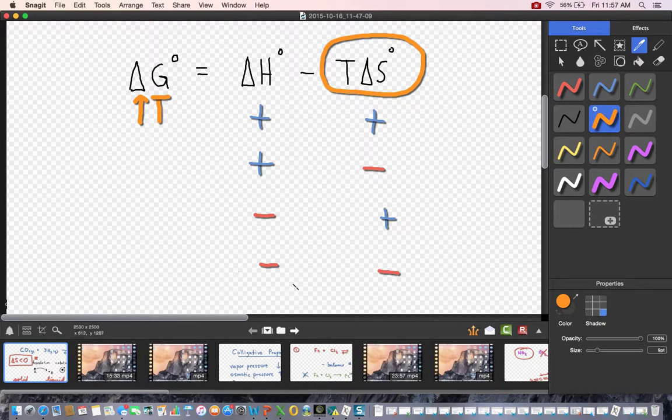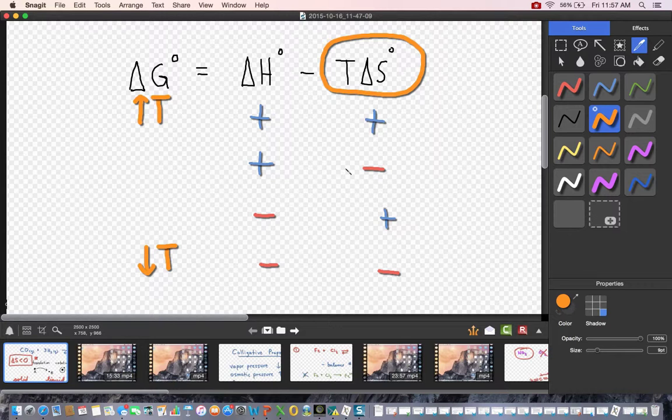Let's look at condition 4. Delta H is negative, delta S is negative. At very high temperatures, this would be a positive and it would make this positive. So I need low temperatures when both signs are negative to ensure a negative delta G.